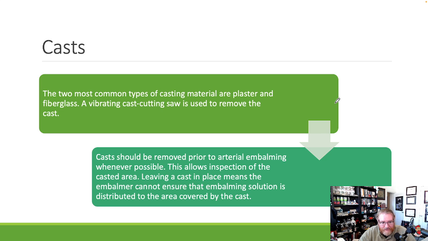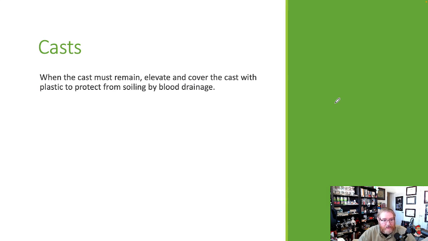This allows inspection of the casted areas so you can see exactly what is happening there and what treatments you may have to perform. Leaving a cast in place means that you cannot ensure that the solution is getting there and the area is getting preserved, and you also have to now protect the cast. When the cast must remain, get that cast out of the way and then cover it up with plastic and anything else you can to prevent it from getting damaged or soiled.